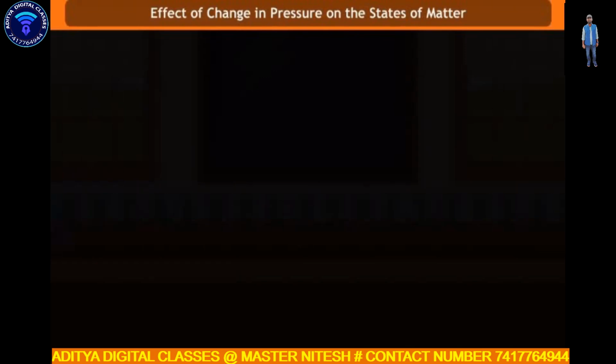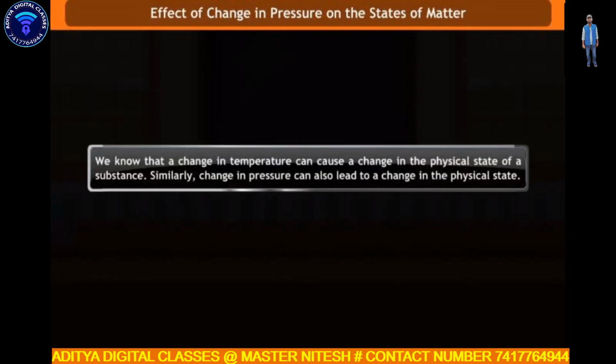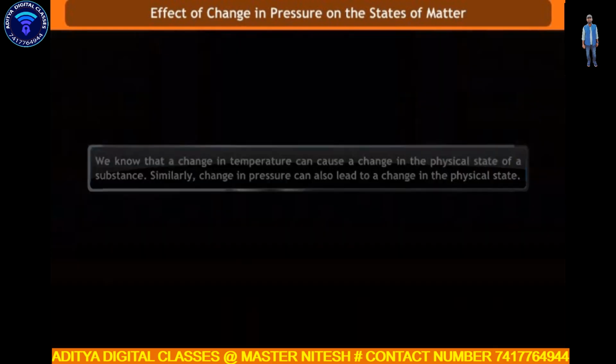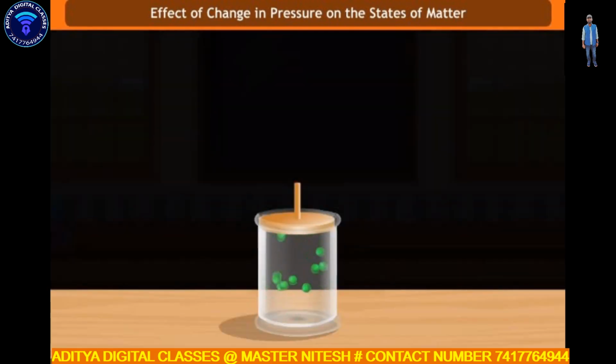Effects of change in pressure on the states of matter. We know that a change in temperature can cause a change in the physical state of a substance. Similarly, change in pressure can also lead to a change in the physical state. Let us explain with the help of a demonstration.